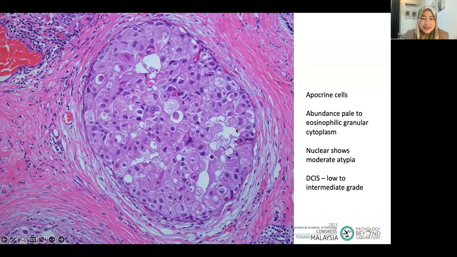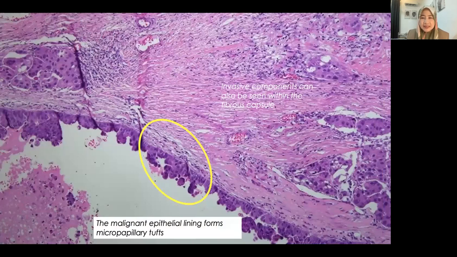In the higher power view of one of the intraductal components we found, it is composed of apocrine cells with abundant pale to eosinophilic granular cytoplasm, and the nuclei show moderate atypia. I think everyone agrees with me that this is DCIS, low to intermediate grade, and it has a similar morphology in all intraductal components. In other areas, we found a scattered invasive component that can also be seen within the fibrous capsule.